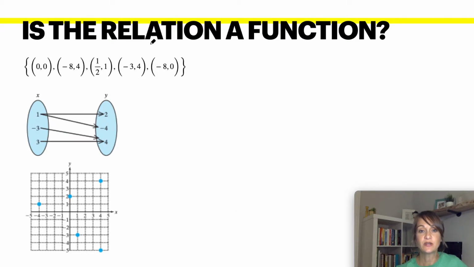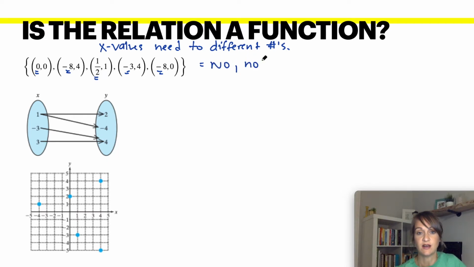To determine if a relation is a function, all of your x values need to be different. X values need to be different numbers. They cannot repeat. So for the first relation, if you look at your x values, you have 0, -8, 1/2, -3, and -8. Because the -8 repeats, then the answer would be no, this relation is not a function, not a function.